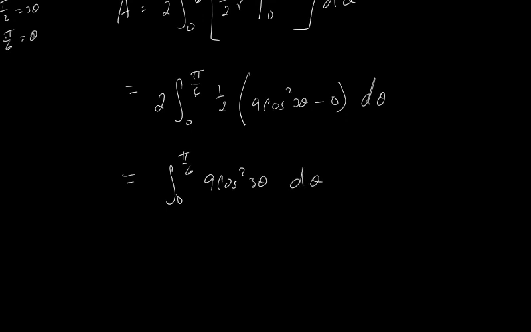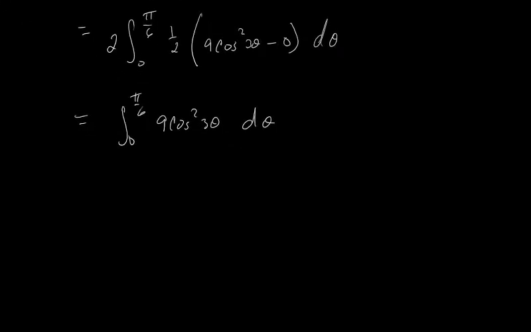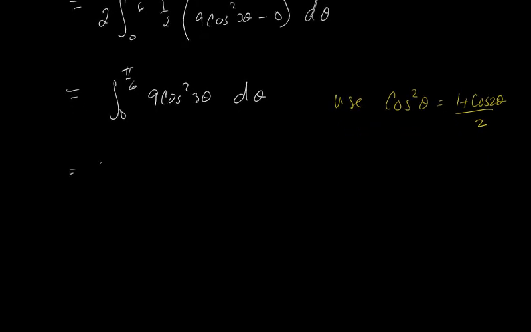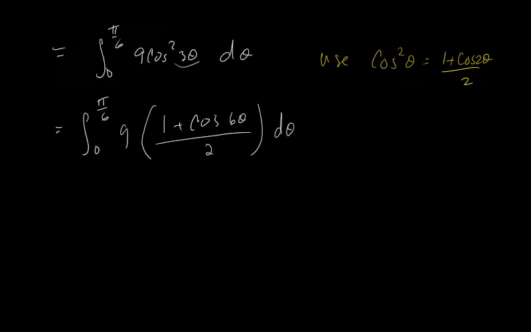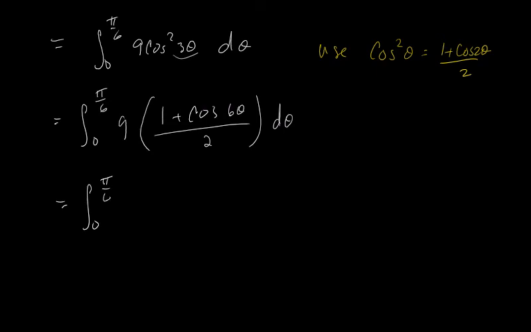Again, we need to go ahead and use our trig identity. Cosine squared of theta is equal to 1 plus cosine of 2 theta over 2. So if we use that to make our substitution, that becomes 9 times 1 plus cosine of 2 times our angle, which is going to be 6 theta, because the angle here was 3 theta, divided by 2 d theta. So there we have it. This is going to be our integral from 0 to pi over 6, 9/2 plus 9/2 cosine of 6 theta d theta.